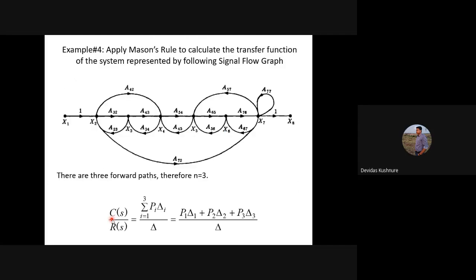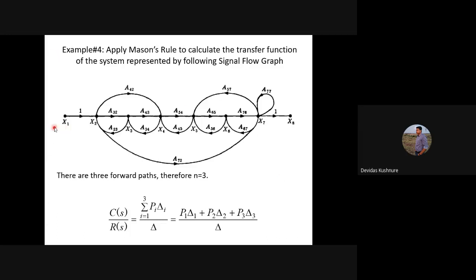We can get the closed loop function. Now this is one more. This is called a self loop, which is starting from a point and it will end at the same point. So this is called a self loop. So you can see the expansion P1 delta 1, P2 delta 2, P3 delta 3. That means it has 3 forward paths. Okay. Number of forward paths are 3.